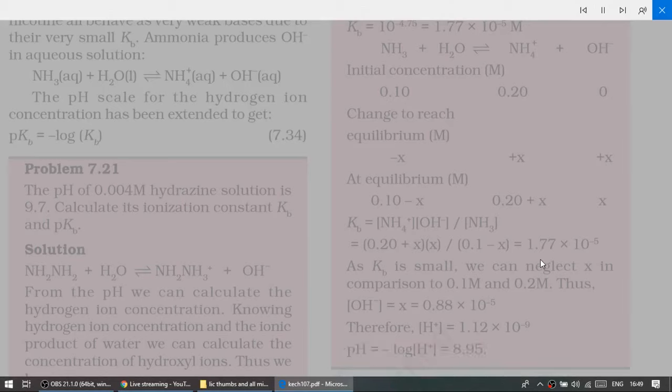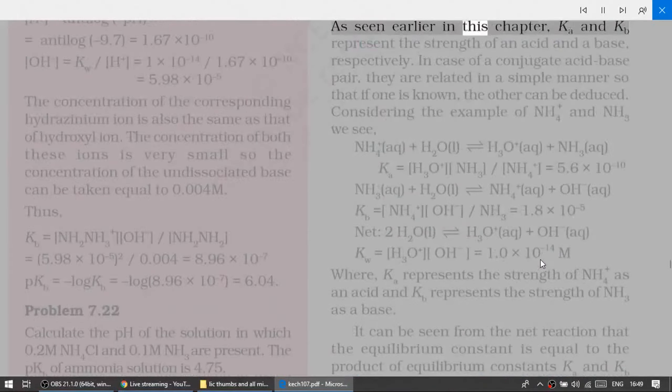Relation between Ka and Kb. As seen earlier in this chapter, Ka and Kb represent the strength of an acid and a base, respectively. In case of a conjugate acid-base pair, they are related in a simple manner so that if one is known, the other can be deduced.